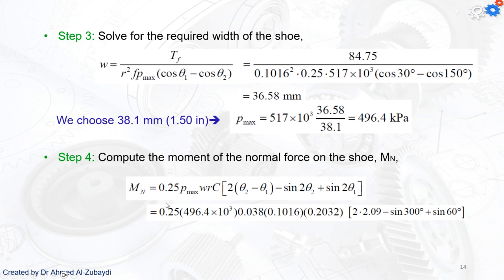What you can notice here is that the W we're using here is the same W that we suggested, not the one that we computed. It's going to be 0.038, which is 38.1 millimeters. So by putting these parameters in, we can calculate that the value for the MN is going to be 577.2 Newton meters.